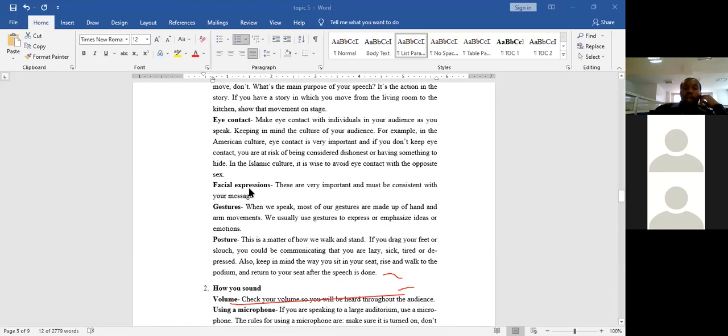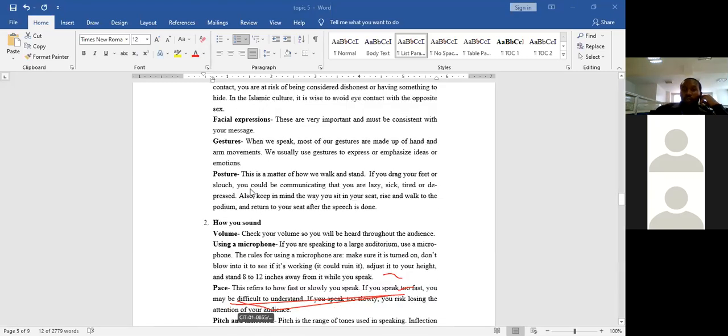So again, focus on the facial expressions. When you're giving the speech, they are very important. Facial expressions are very important and must be consistent with your message. If you're persuading somebody to buy something, or you're persuading somebody that BBI is good, facial expression will tell. Some people will say that it is good, but when you look at their face, it tells you that thing is not good at all.